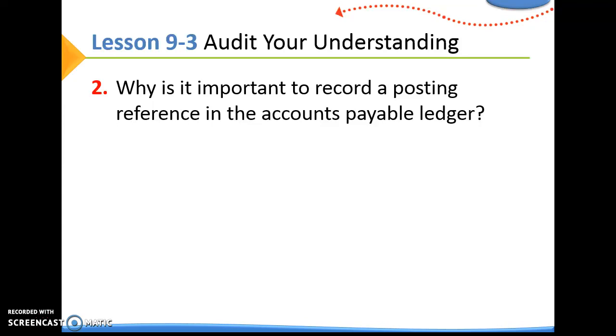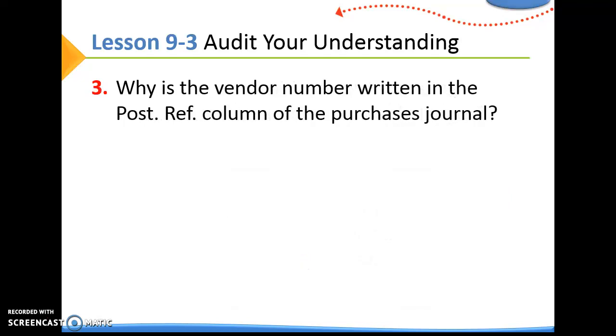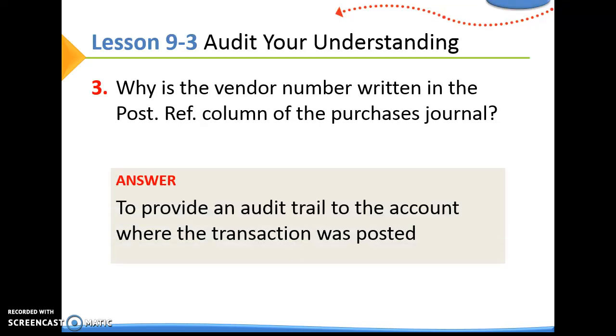Why is it important to record a posting reference in the accounts payable ledger? It provides an audit trail that allows an employee to trace the transaction back to the journal and page number. Why is the vendor number written in the post-reference column of the purchases journal? To provide an audit trail to the account where the transaction was posted. That's the end of 9.3.